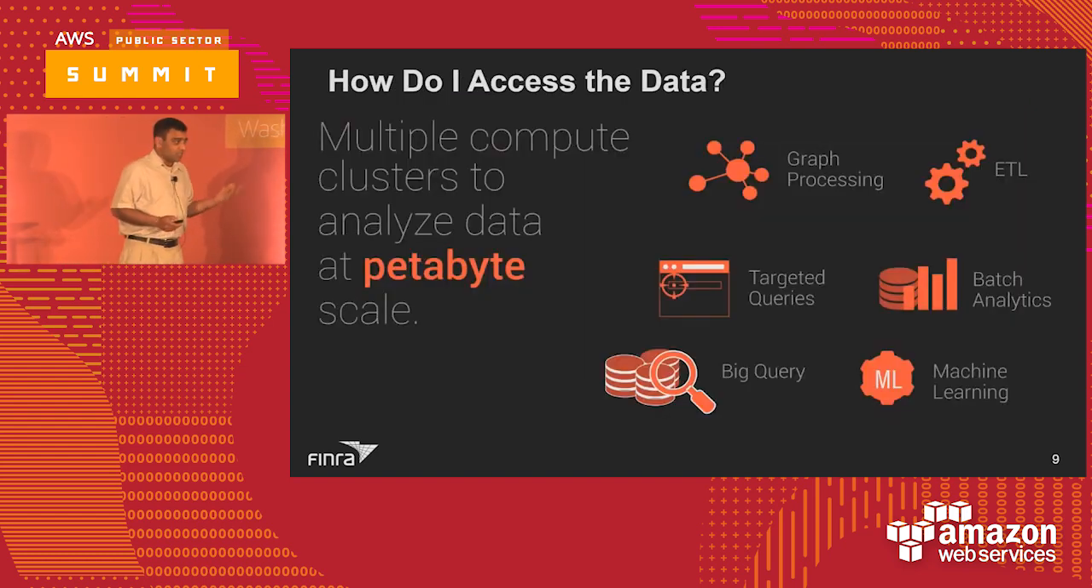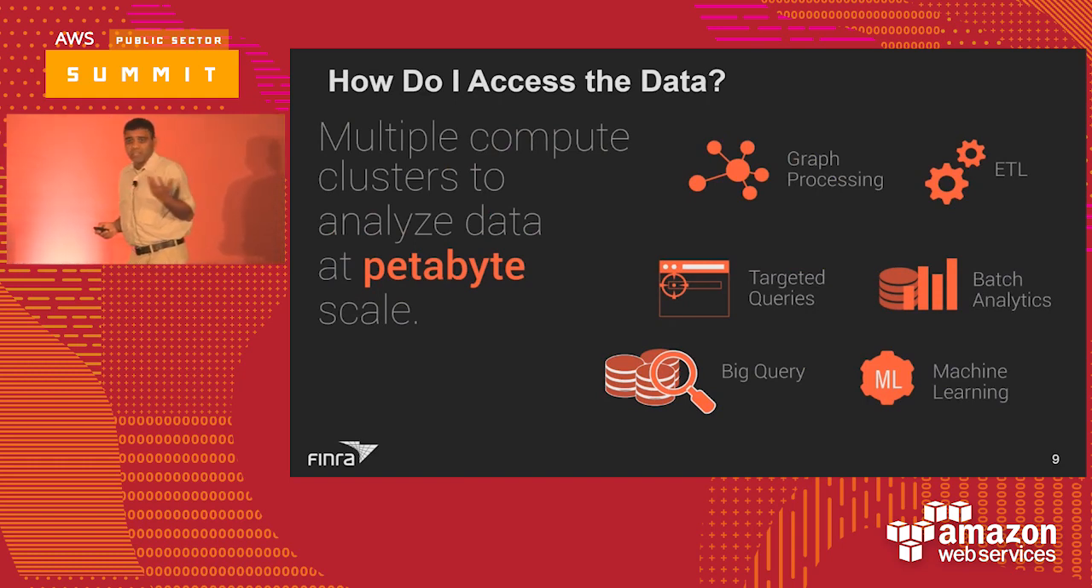So how do we access the data that is in S3? We have multiple architectures here. We have graph processing, which is actually recreating the market. Anytime an order is placed in the market, it goes to the exchange. And then at the end of the day, all those orders are sent to FINRA, and FINRA is responsible to recreate the market. So we have a lot of graph processing happening there, and that uses HBase on S3, HBase EMR on S3.